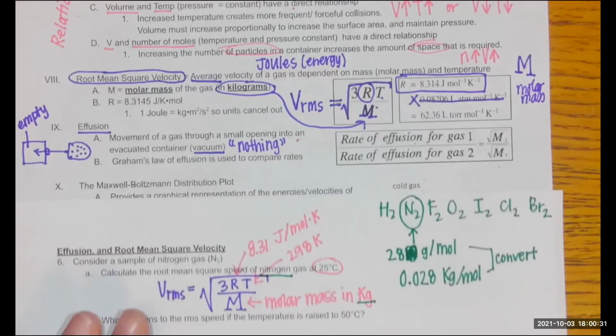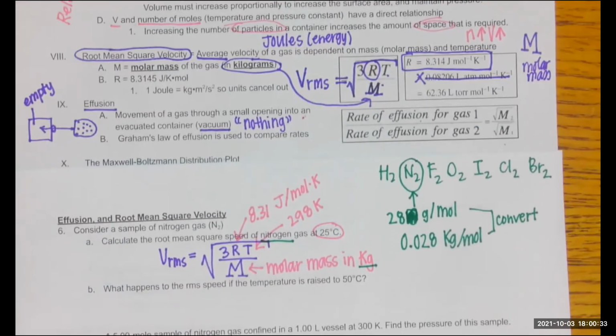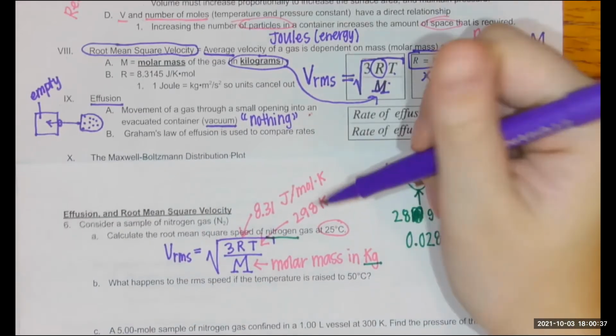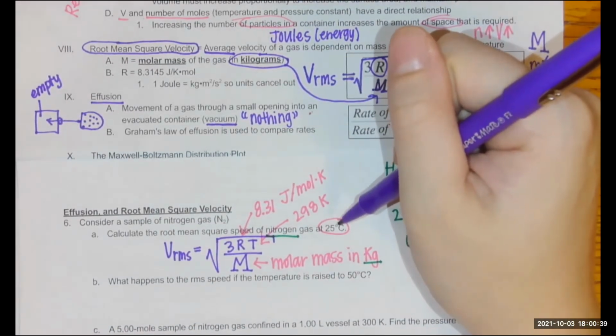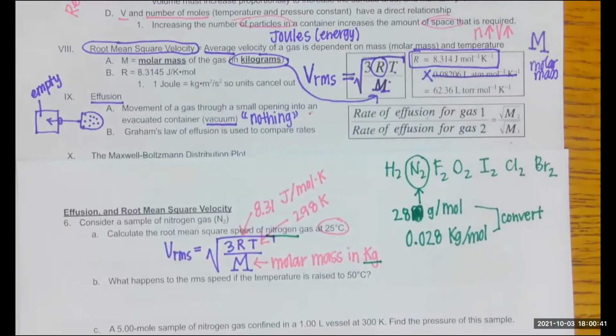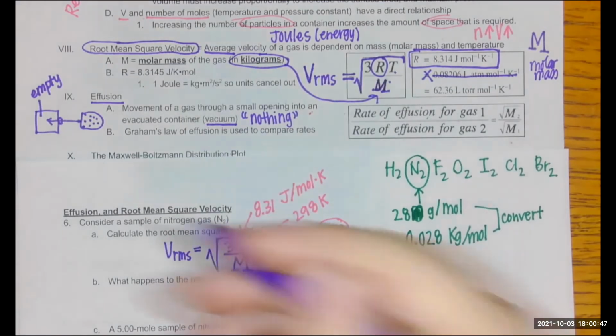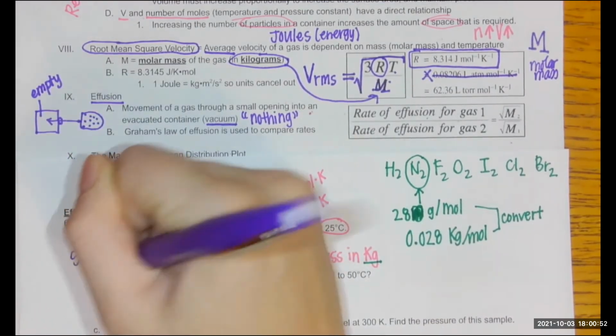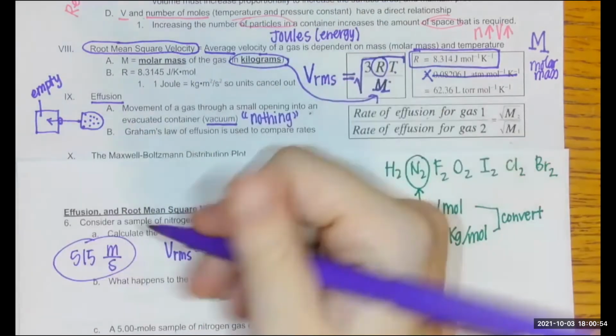So the root mean squared velocity of the nitrogen gas at 25 degrees Celsius would be, what did I say it was? I already forgot. 515 meters per second. That's how fast our sample is going.